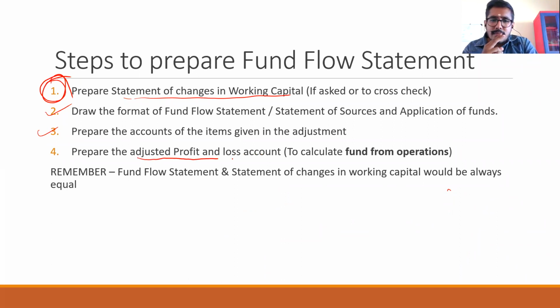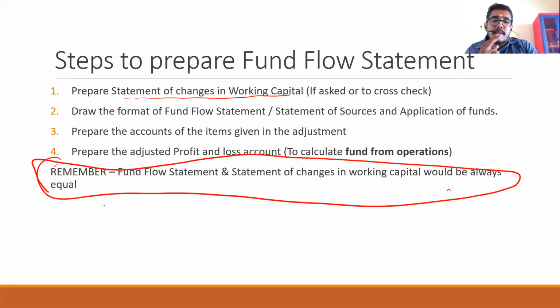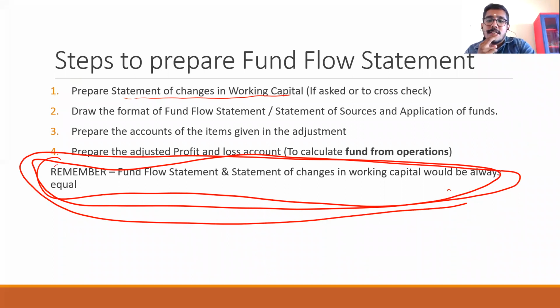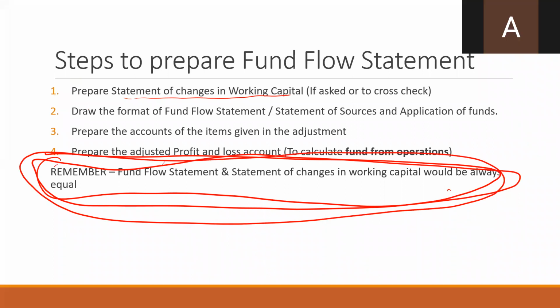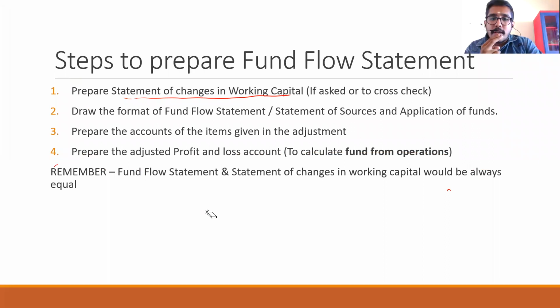This is somewhat confusing, and we'll be discussing it. From the adjusted profit and loss account, you will get fund from operations. Then you have to complete the fund flow statement. And how can we cross check whether the fund flow statement is correct? By preparing the statement of changes in working capital. The fund flow statement and the statement of changes in working capital will always be equal.